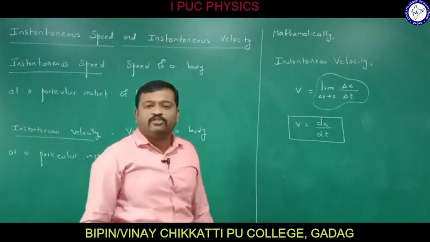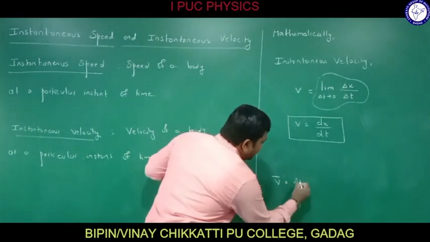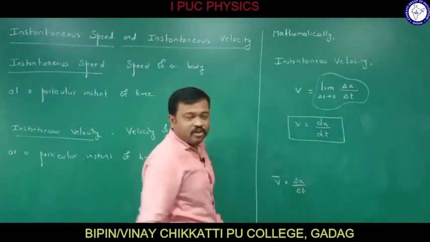What was the formula for average velocity? Do remember, average velocity is V bar. What is the formula? Delta x divided by delta t. What is the formula for V?